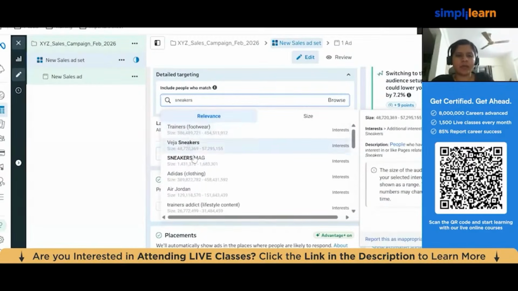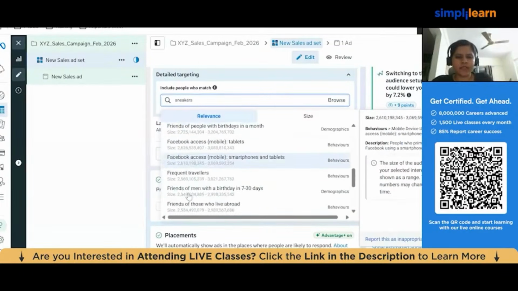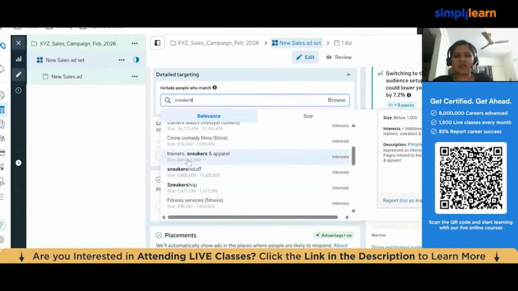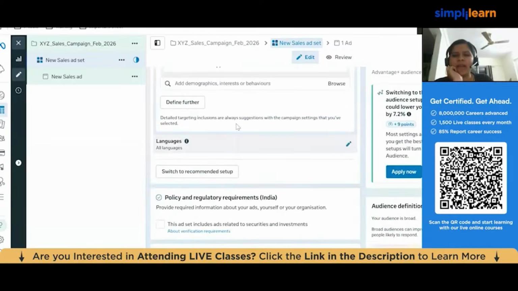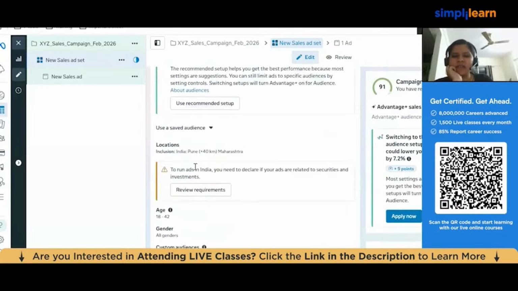I have to choose. So trainer, footwear, we have sneaker shop. There's nothing specific to sneakers over here. I could see sneaker stuff, trainer, sneaker, and see, now we have sneakers and apparel, right? And this is an interest, so I can add it, right? And by the way, if I add one targeting, Meta gives me some similar suggestions. Can you see sneaker freakers?